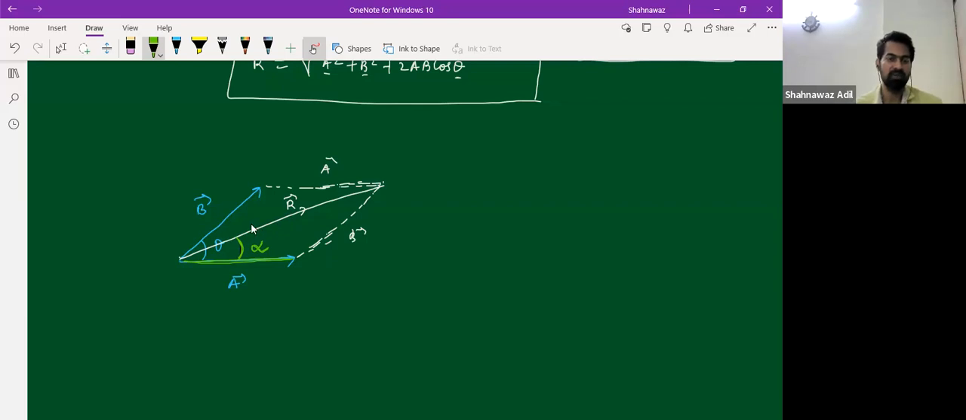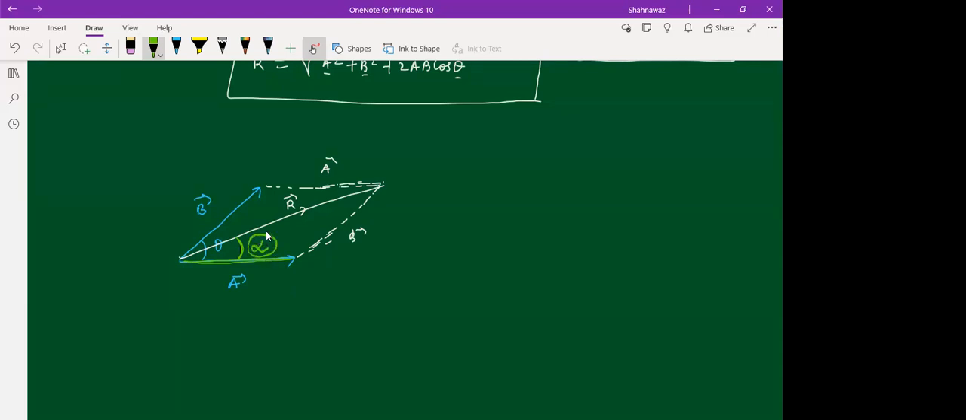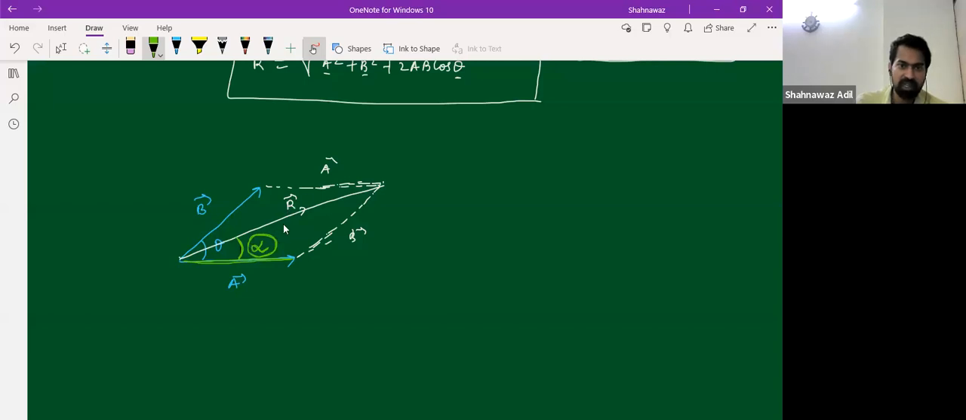So now what do we have to find here, guys? What do we need to find which will tell the direction of the resultant? Yeah, this alpha. This will tell the direction of the resultant vector, that is, at what angle the resultant is present or making with the vector A. So we have to find this angle.